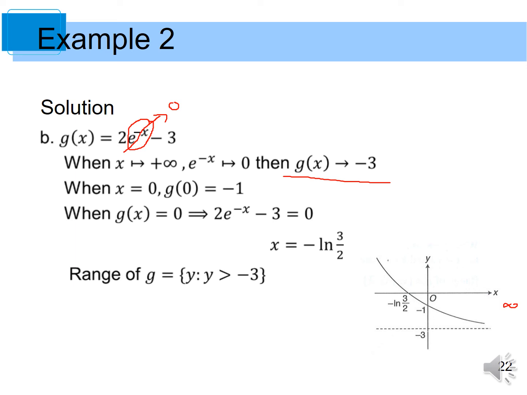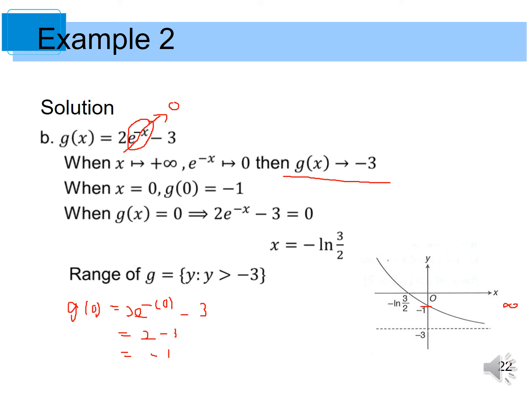And we study the y-intercept. So we substitute x equal to 0. For y-intercept, you just substitute. Okay, I show you the working. g(0) is 2 exponent -0 minus 3, to check the y-intercept, where the exponent 0 is equal to 1. So we have 2 minus 3 is equal to -1. So here, y-intercept.